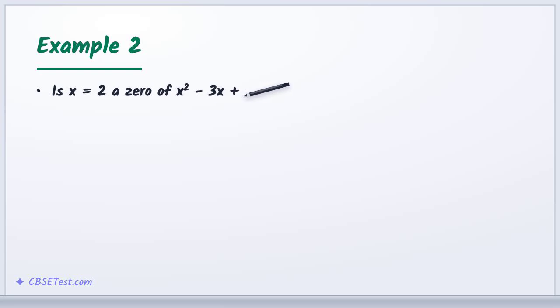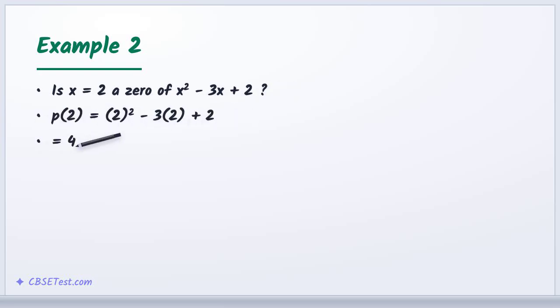To test whether 2 is a zero, simply substitute it in. 4 minus 6 plus 2 equals 0, so yes, 2 is a zero of this polynomial.